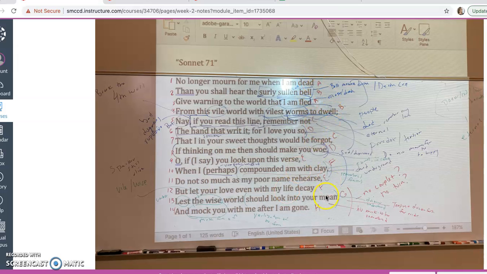So again, this could be about someone's death, or it could literally be about eternal life through poetry. It's really up to you to decide.